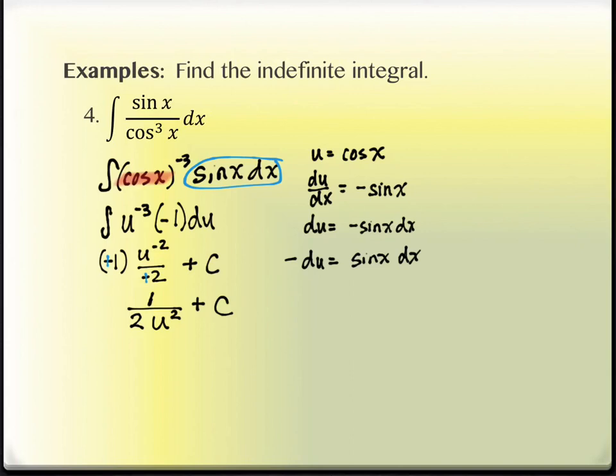U is cosine, so when I plug it back in, I have cosine of x squared plus c. You can leave it like that if you'd like. If you want to see it written in a more friendly fashion, you can write it as cosine squared of x like that, plus c. Either of those will work at the end.